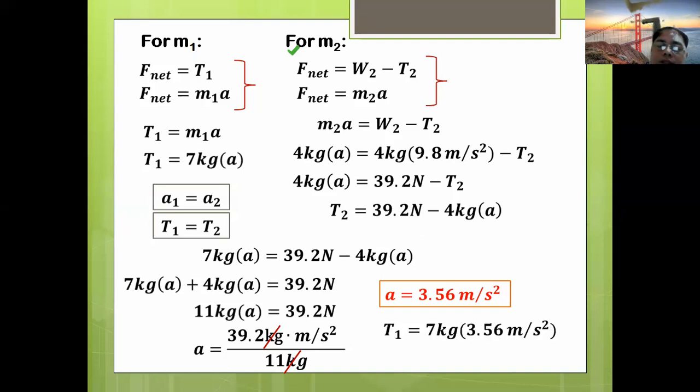So if we try to solve for the tensions now, the tensions must be the same. T1 and T2 must be equal, and that's equal to 24.92 if we multiply 7 kilograms times 3.56. Okay, so this is our tension present. So actually, we can simply call the tension there T. We don't have to put subscripts there, because again, they are connected anyway by a wire.